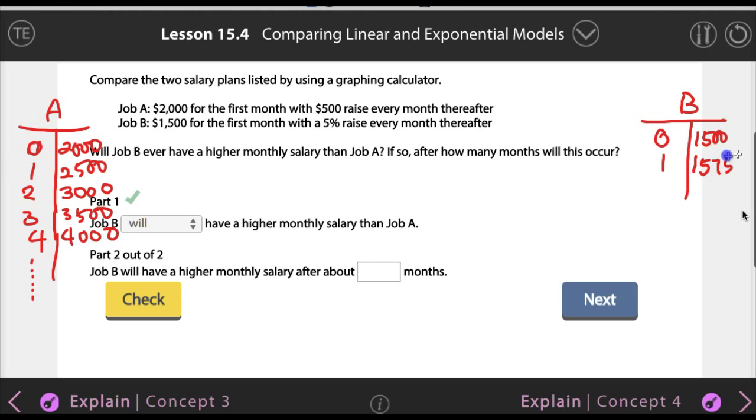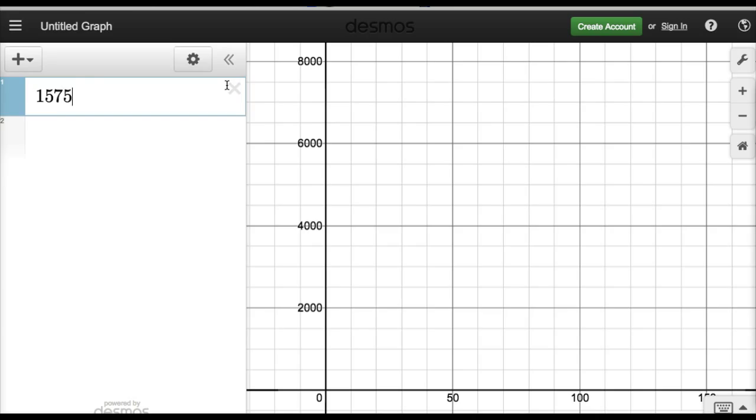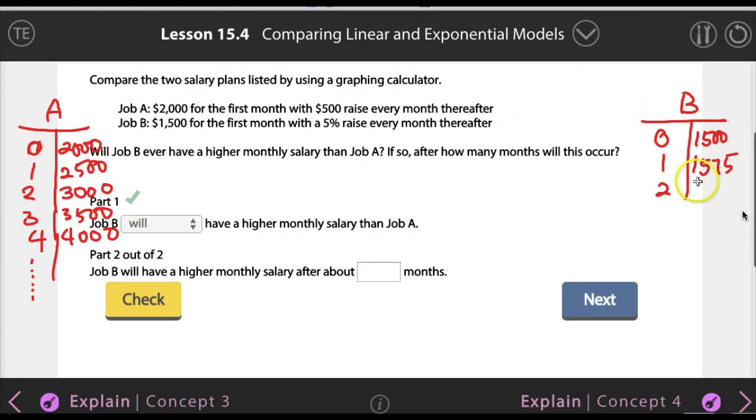1,575. And then when another month passes by, we're going to have to multiply 1.05 to that number. So let's just go ahead and do it. So that'll be 1,575 times 1.05. And so now that's 1,653.75. Okay, and again, same thing over here, you keep going on and on and on. So this is job B and this is job A.